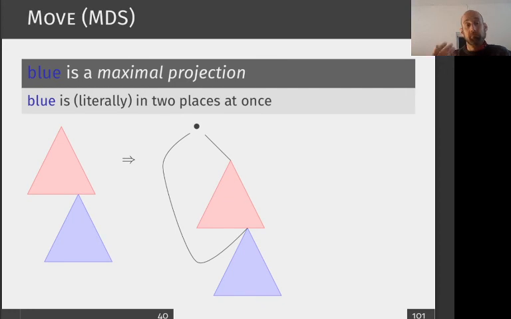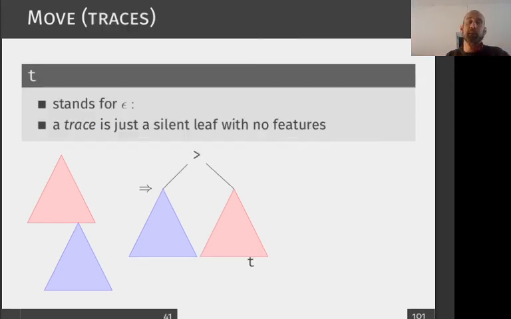And so, here's one way of representing it. Here blue is a maximal projection. On the left-hand side of the arrow, we have a structure that has a maximal projection in blue. And then on the right-hand side of the arrow, we have a new root that also is connected to that blue guy. And so blue here is literally in two places at once. That's what we want.